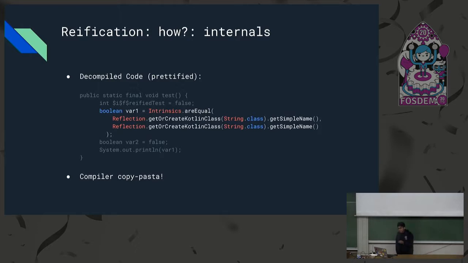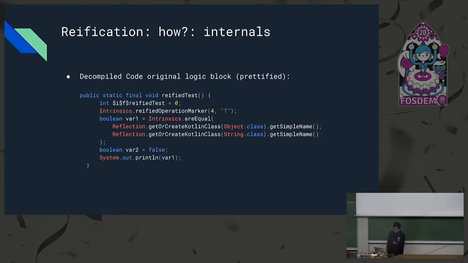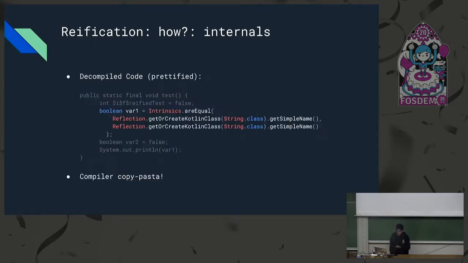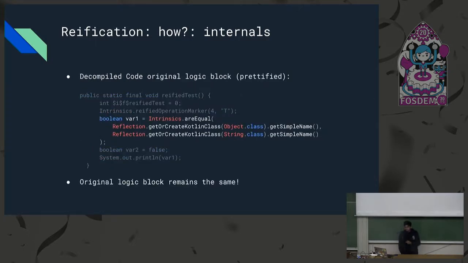And you still have the Lambda function available, which just checks for an object and a string, and it's going to return you false, because it's just there to maintain compatibility and to maintain the presence of the function so you don't get method not found exceptions. So this is how Reified works. And the original logic block always remains the same, which is what you are checking over here. It just doesn't stop there.